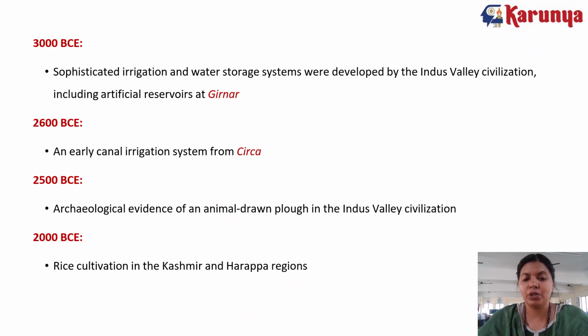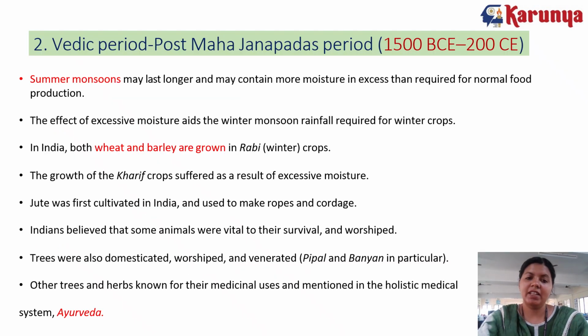So this period shows that Indian agriculture was already highly developed in the ancient agriculture system. During the Vedic period, that is the post-Mahajanapadas period from 1500 BC to 200 CE, agriculture improved further due to better knowledge of seasons and rainfall. India has monsoon, so we have monsoon-dependent agriculture, and farmers learned how to grow crops when they received rainfall.